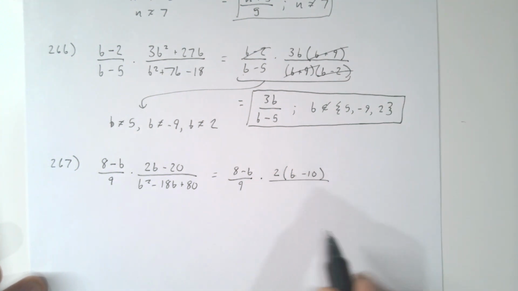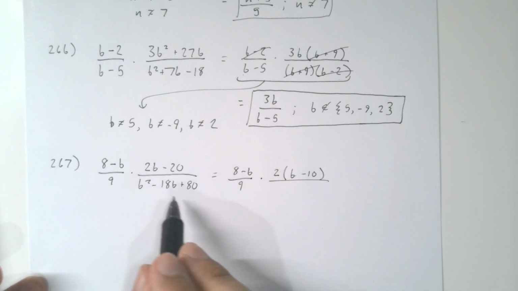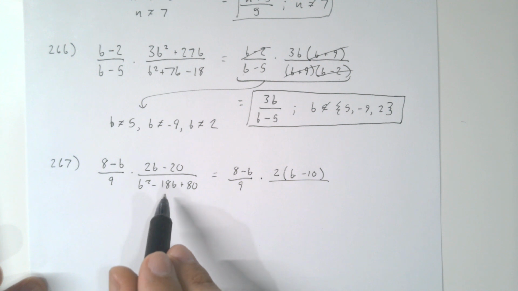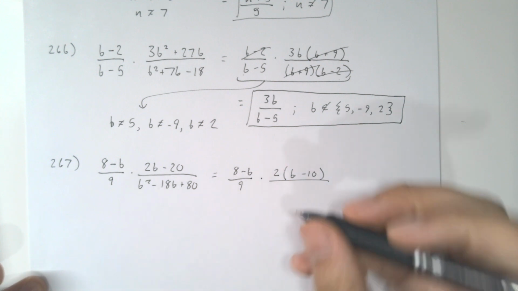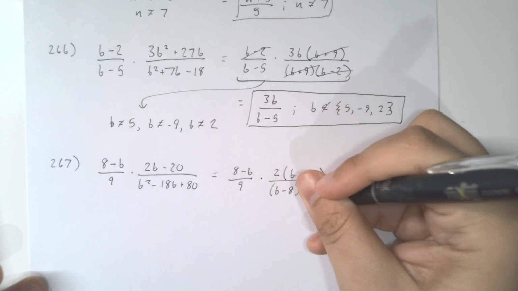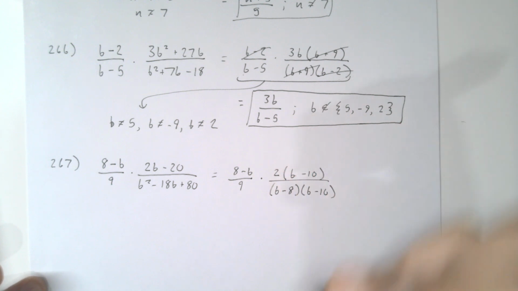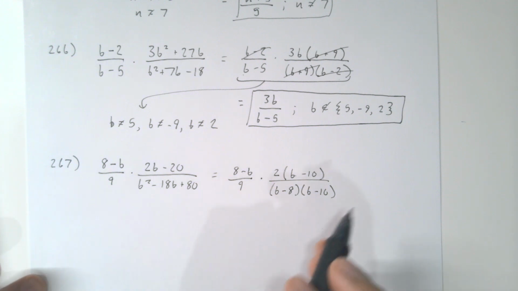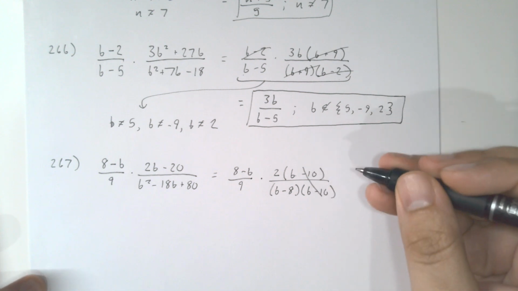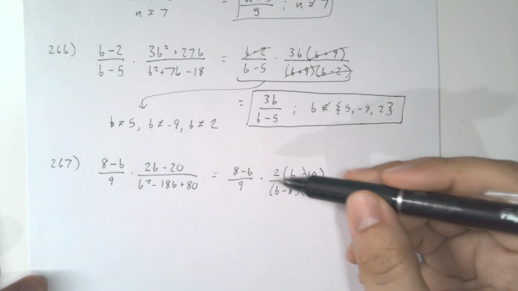All right. What about over here? So we have b squared minus 18b plus 80. What are two numbers that multiply to 80 but add up to negative 18? Well, that would be negative 8 and negative 10. So we have b minus 8 times b minus 10. And so we have the b minus 10s. They cancel. But we have this 8 minus b and this b minus 8.